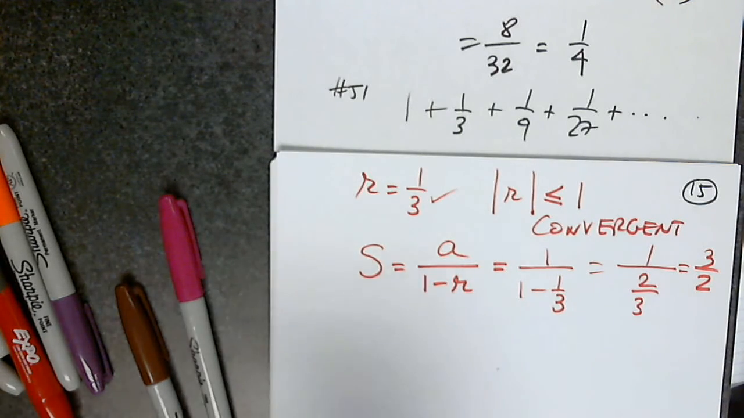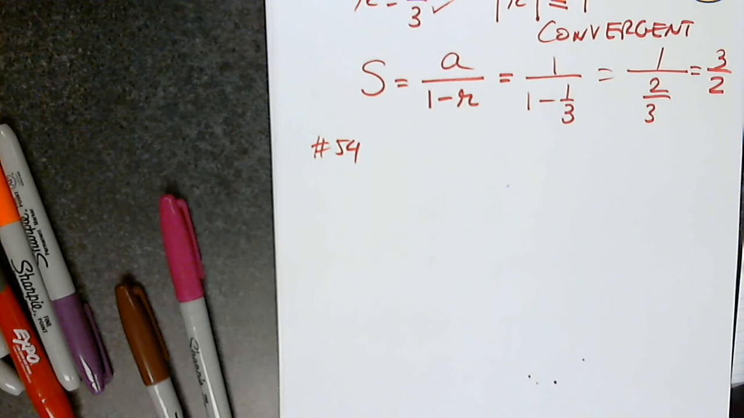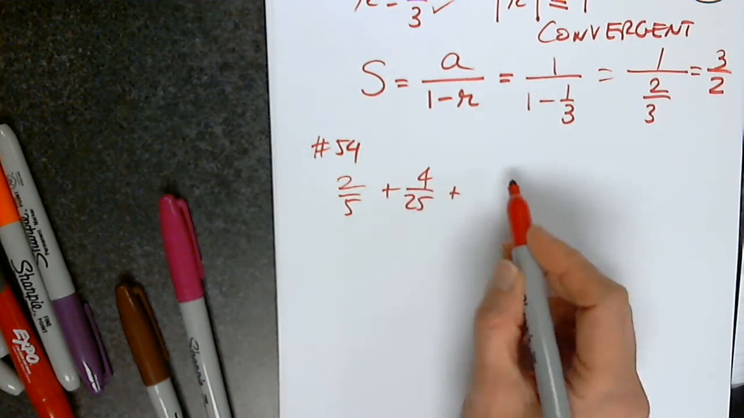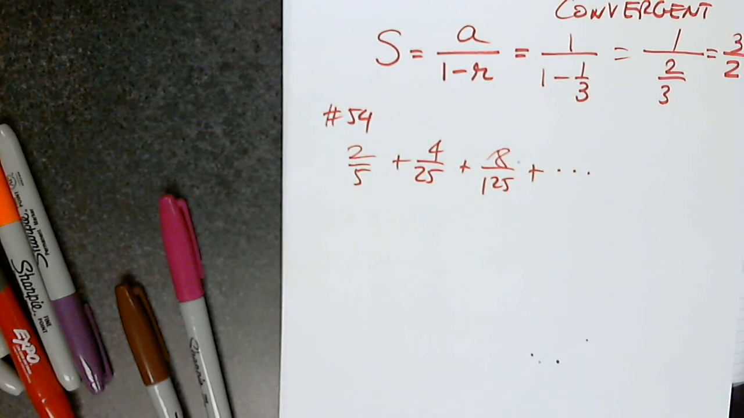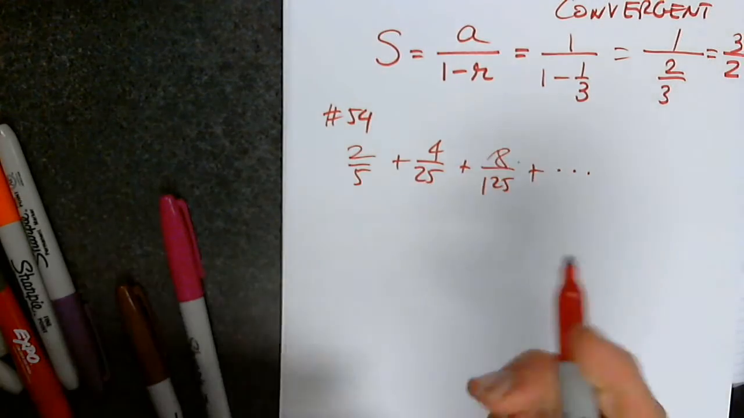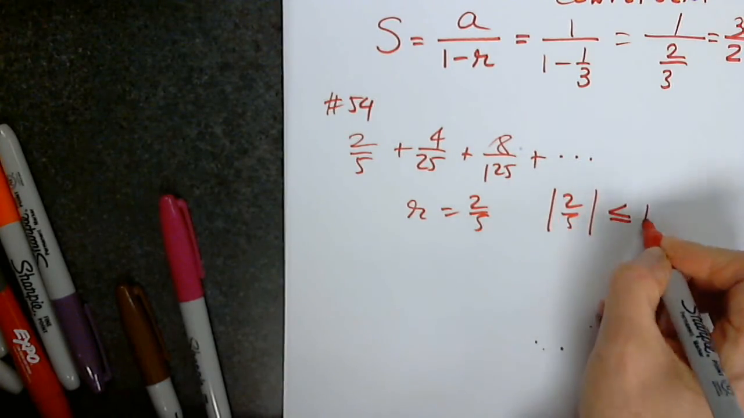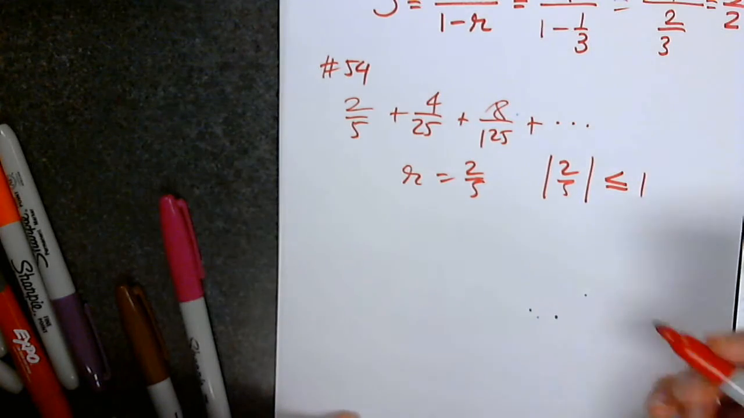Let's also look at 54. Same question in 54. 2/5 plus 4/25 plus 8/125 plus and so on. Common ratio is 2/5. Is 2/5 in absolute value less than 1? Yes. So the infinite geometric series is convergent.